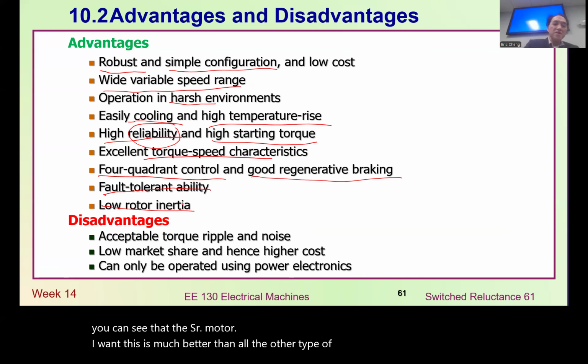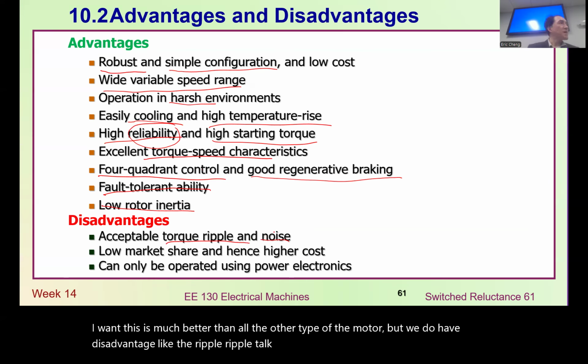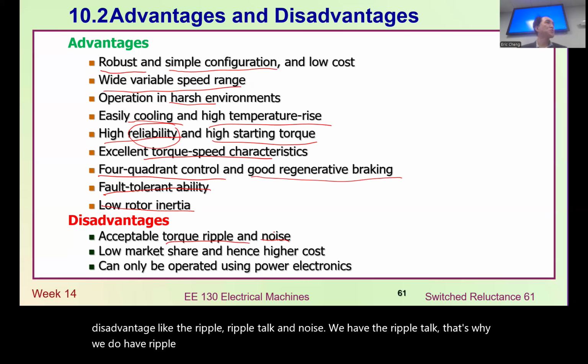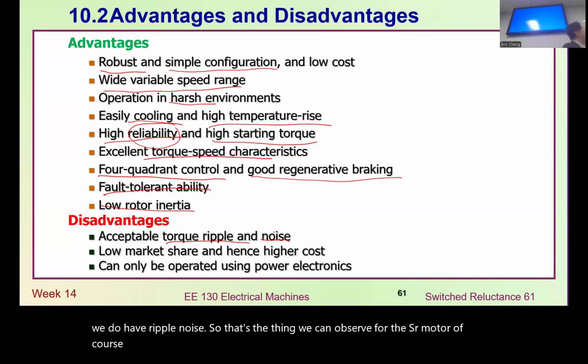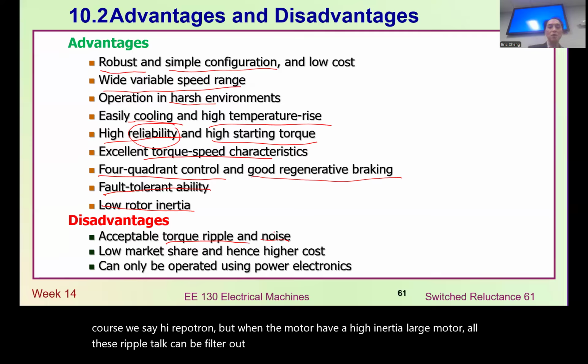But we do have disadvantages, like the ripple torque and noise. We have the ripple torque, that's why we do have ripple noise. So that's the thing we can observe for the SR motor. Of course, we say high ripple torque, but when the motor has a high inertia, a large motor, all this ripple torque can be filtered out automatically. So that actually may not be a problem.